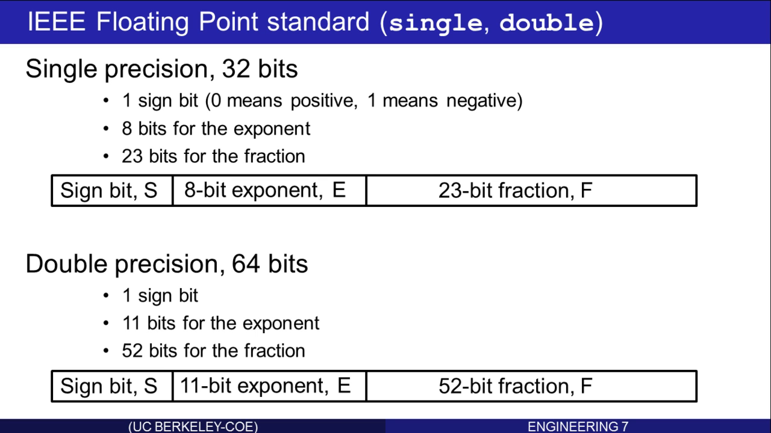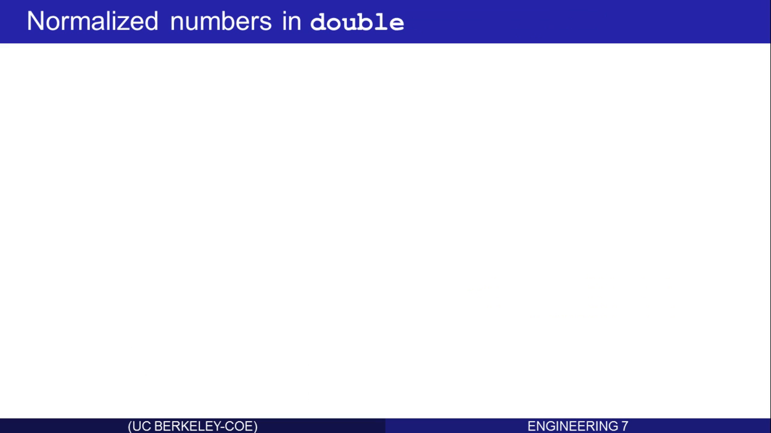The only thing that remains is how to interpret the bits and come up with a number. So those additional rules are what we'll cover in the next few slides. We'll only focus on double, though exactly analogous rules can be used to determine the value represented by these representations in the case of single. We'll start discussing normalized numbers.